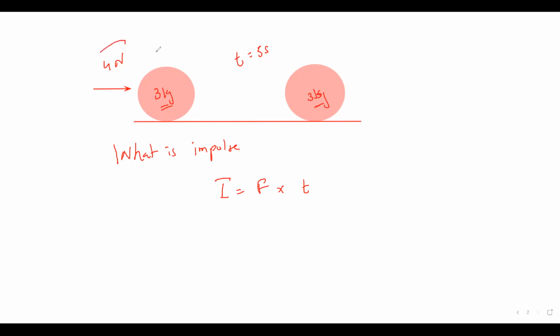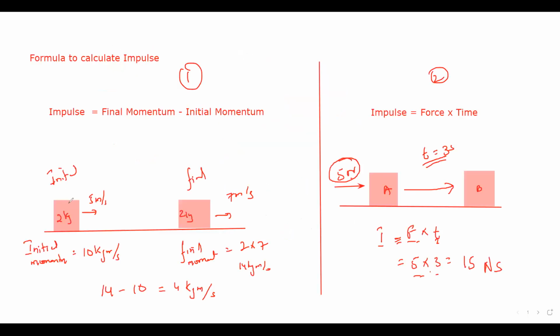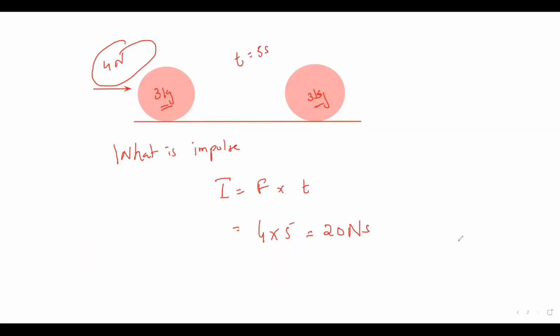So what will be the impulse here? The force is 4 and the time is 5. So 4 multiplied by 5, that's equal to 20 Newton second. And if the speeds are given, then you will find the initial momentum, you'll find the final momentum and take the difference to calculate the change in momentum.